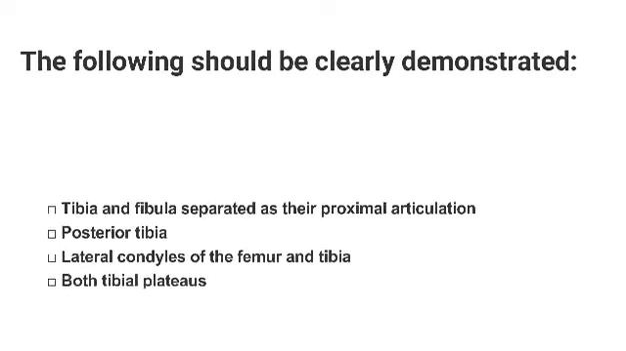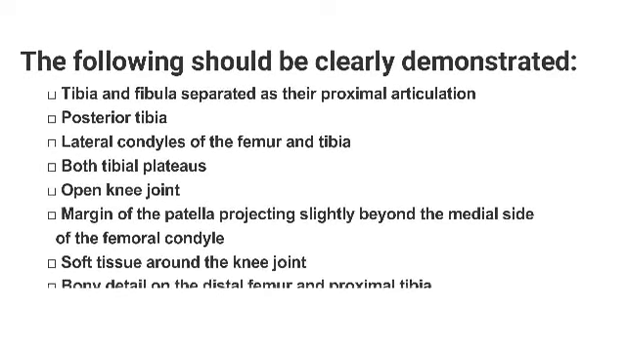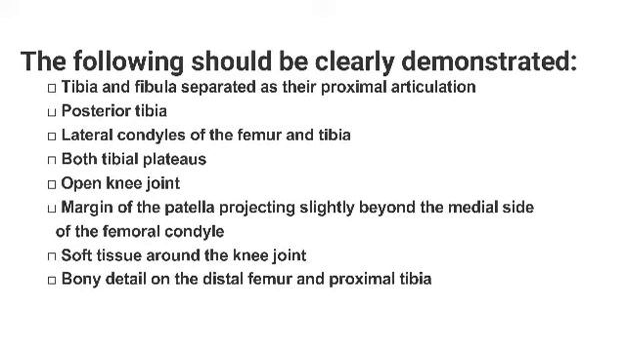Tibia and fibula separated at their proximal articulation, posterior tibia, lateral condyles of the femur and tibia, both tibial plateaus, open knee joint, margin of the patella projecting slightly beyond the medial side of the femoral condyle, soft tissue around the knee joint, bony detail on the distal femur and proximal tibia.